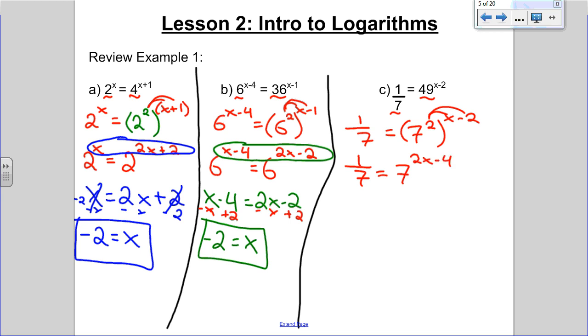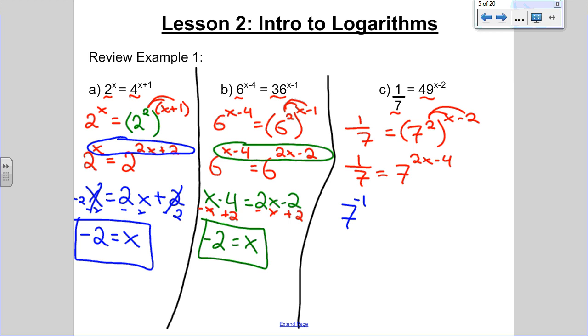The reason this doesn't work is that your bases are not the same right now. They're both 7, but this is a 1 over 7. So that's not good enough. It needs to be just 7. So what we need to do is get it out of that fraction. To get it out of that fraction, we change it to become 7 to the power of negative 1. So to get something from the bottom of a fraction to the top of a fraction, you give it a negative exponent. If this had been 7 squared, I would change it to 7 to the negative 2. If it had been 7 to the power of 2x, it would have been 7 to the power of negative 2x to move it up to the top.